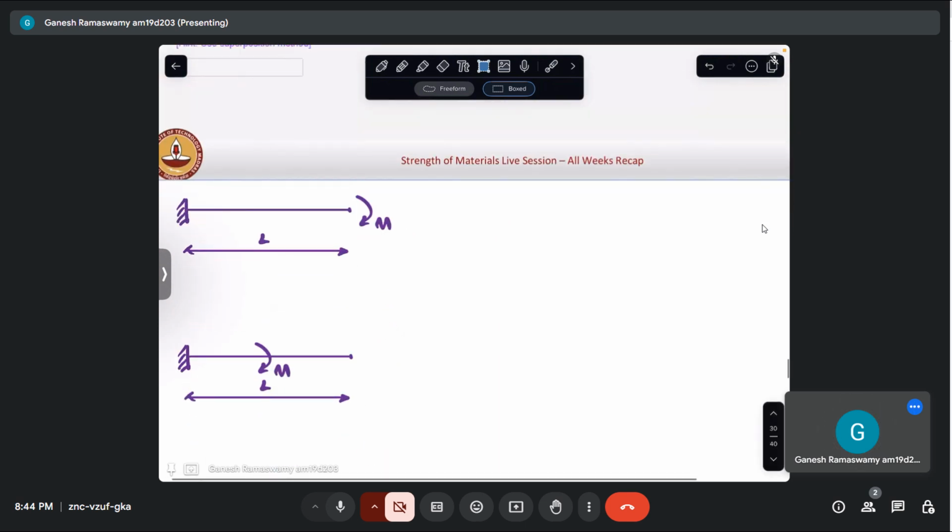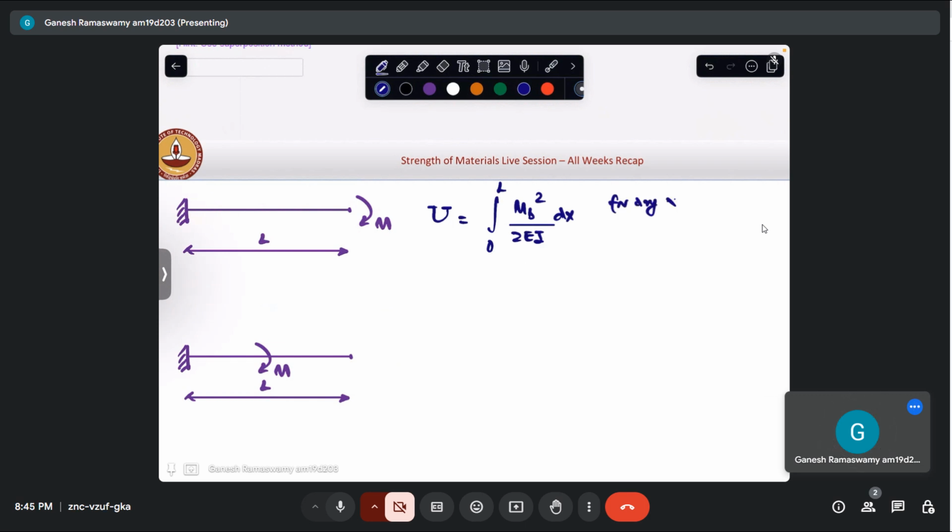Alright, so far so good. So for the first case, what will the strain energy be? We know at any section we cut, our bending moment is going to be equal to M. So therefore, strain energy for this system is nothing but the integration from 0 to L of M_B squared by 2EI dx. Now for any x, M_B is equal to M.